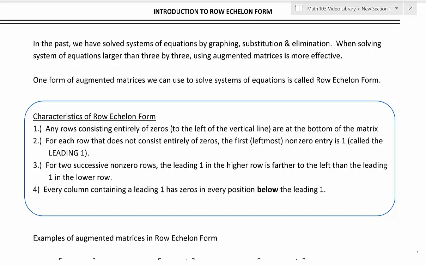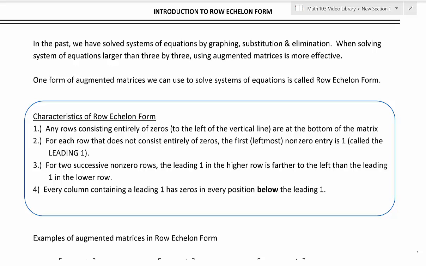This video provides an introduction to row echelon form of a matrix. In the past, we have solved systems of equations by graphing, substitution, and the elimination method. When solving systems of equations larger than a 3 by 3, using augmented matrices is more effective. One form of augmented matrices we can use to solve systems of equations is called row echelon form.